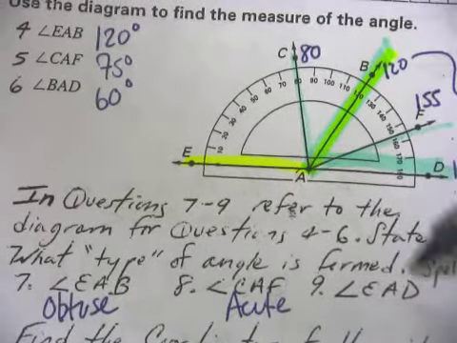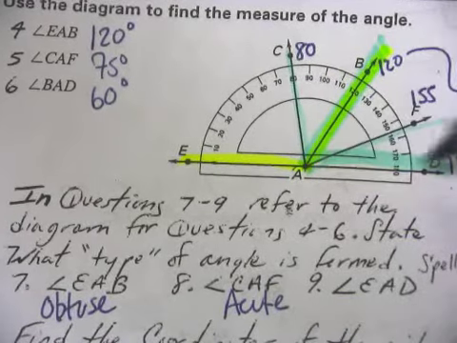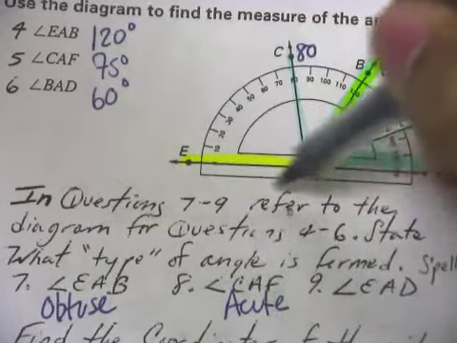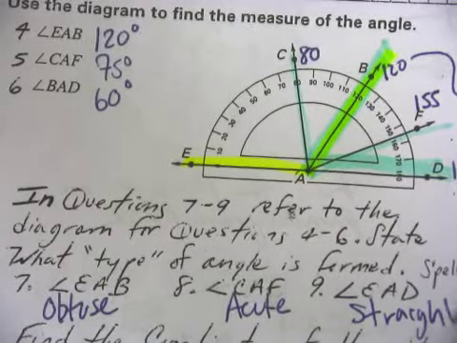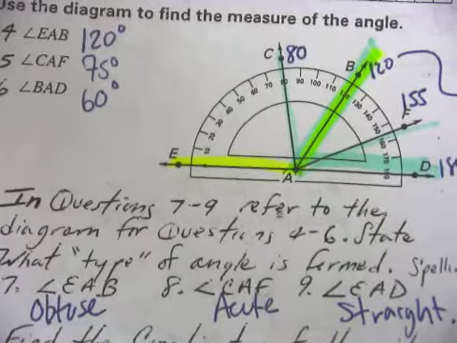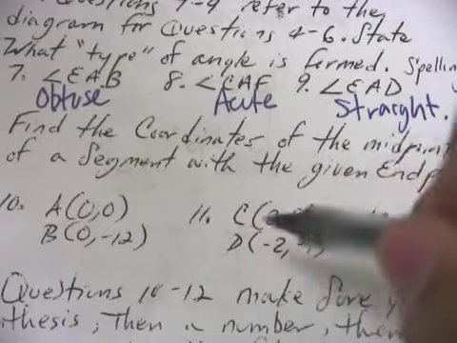CAF is acute because it's less than 70 degrees. And finally, I had angle EAD, which is a straight angle. It's not one of these questions here, but it's a straight angle. And that would be my answer.